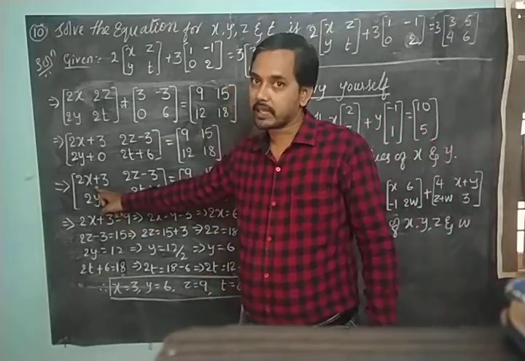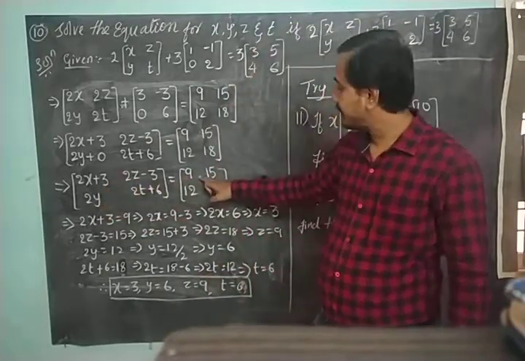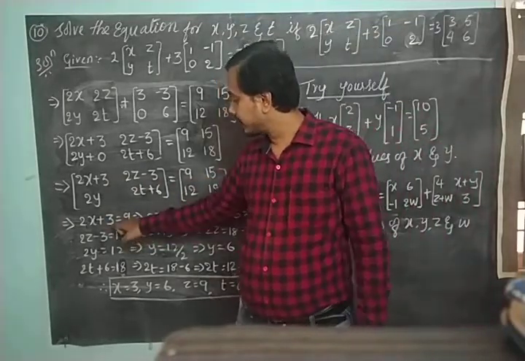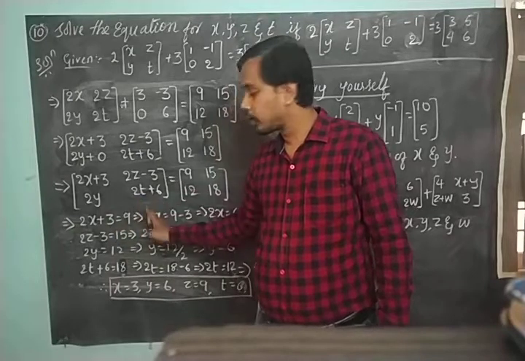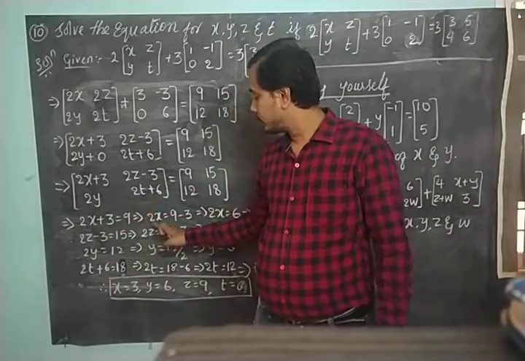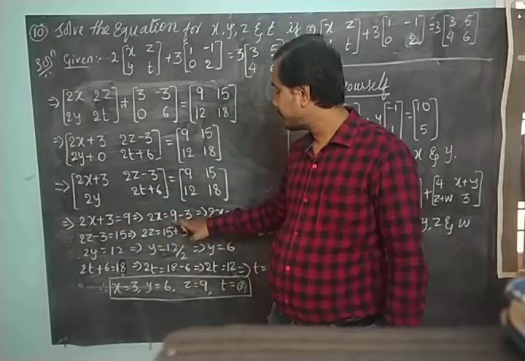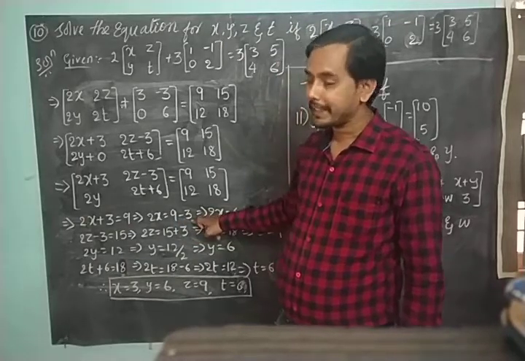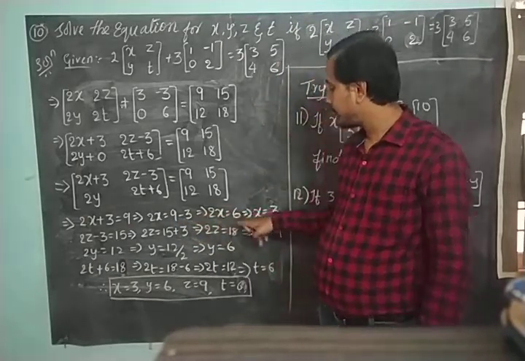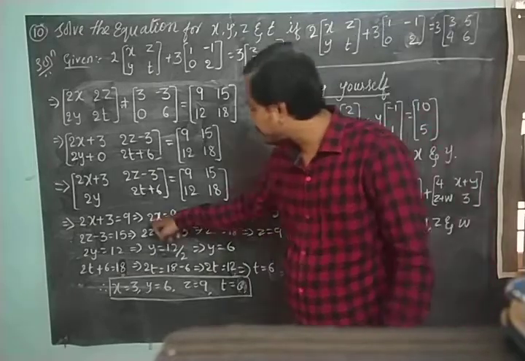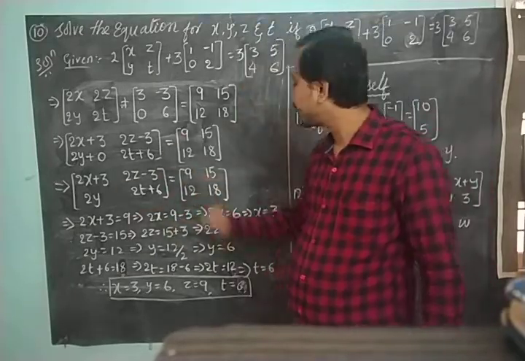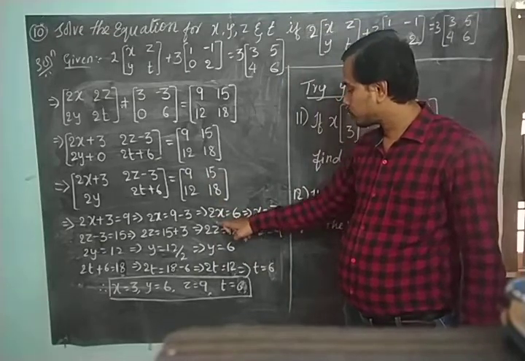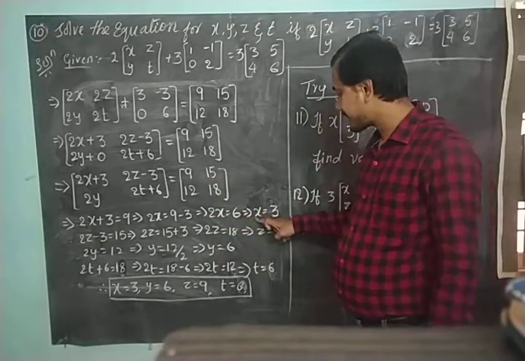So 2x plus 3, what is its corresponding element? 9 on RHS side. So 2x plus 3 will be equal to 9. Shift this 3 on other side. So 2x will become 9 minus 3. 3 shifted on the other side. So what will be 2x? 9 minus 3 is 6. So 2x will be equal to 6. What is x? That is 3.